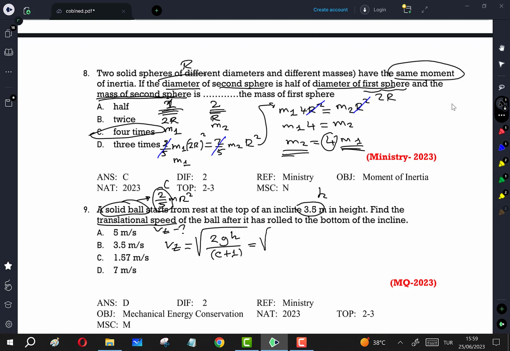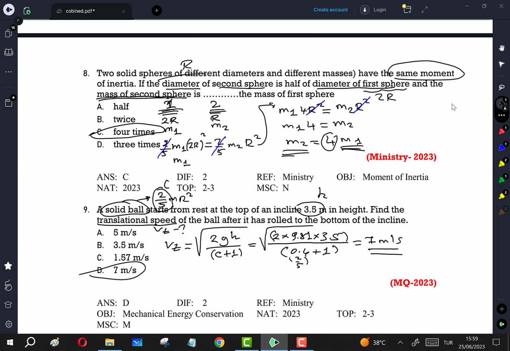After that, you are going to insert the numbers. 2 times 9.81 times h, which is 3.5, divided by c plus 1, which is 2 over 5, 0.4, plus 1. After that, we are going to use the calculator. 2 times 9.81 times 3.5 is 68.67, divided by 1.4 is 49. When we take the root, it's going to be 7. Yes, the translational speed is going to be 7 meters per second.